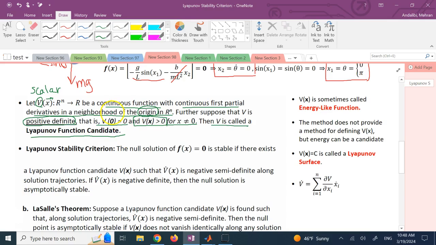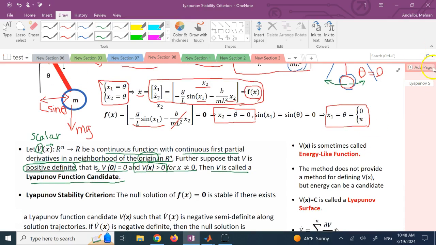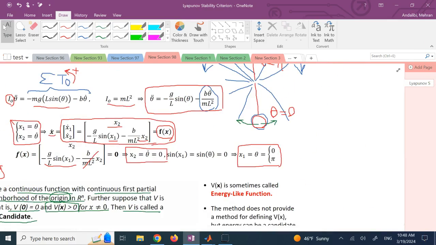Okay, that's not the stability criterion yet. This is just a definition right now. So if we can find a scalar function of states which is only 0 at 0 and anywhere else is bigger than 0, we call it a Lyapunov what? Candidate. For instance, if your system has, in this case, two states, x1 and x2, one such function will be V of x equals x1 squared plus x2 squared, right?